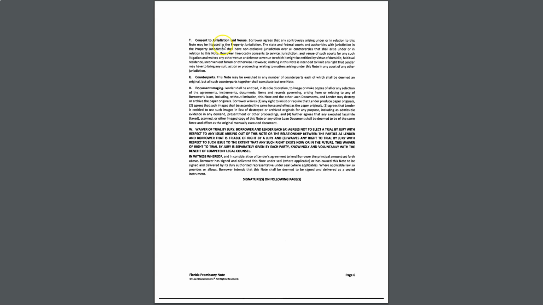On page 6, it does say that the borrower has consent to jurisdiction and venue, that they can obviously go and litigate with you as the private lender if that becomes the case. And then that document imaging is being done as well so that the borrower and the lender have a digital copy of these documents. Further down, it says waiver of trial by jury, so there won't be any juries or anything like that in this case.